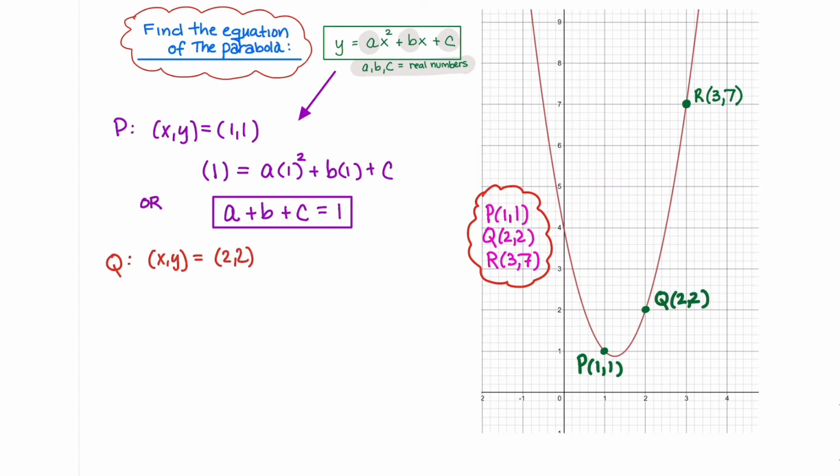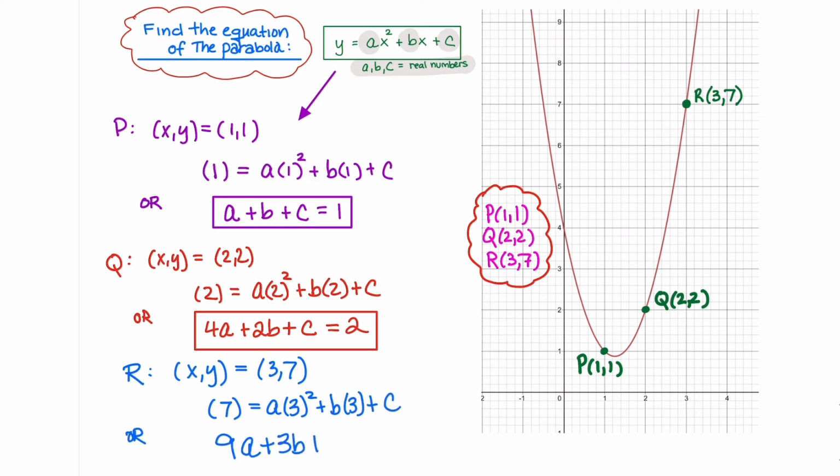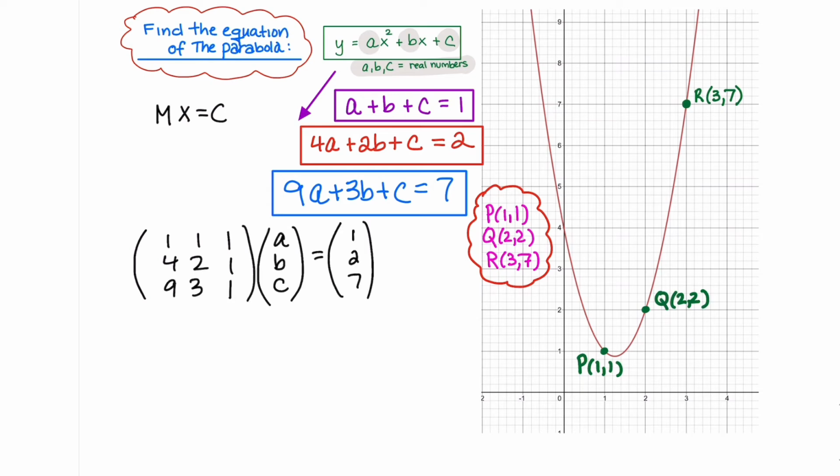Next, we're going to take q, which is 2, 2, and do the same thing, and that's going to generate a second equation for us here, 4a plus 2b plus c equals 2. And our third point will generate a third equation for us, so now we'll have the equation 9a plus 3b plus 1c equals 7. And these 3 equations in these 3 unknowns, a, b, and c, constitute a system of equations, a 3x3 system of equations.